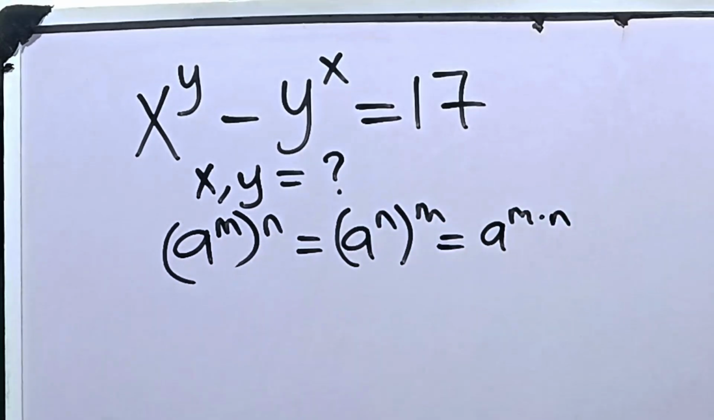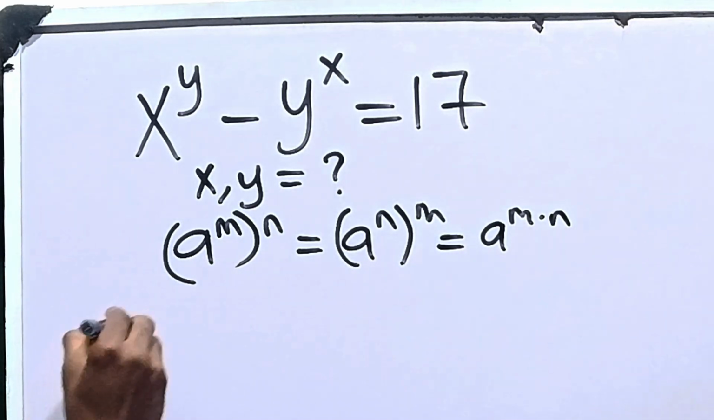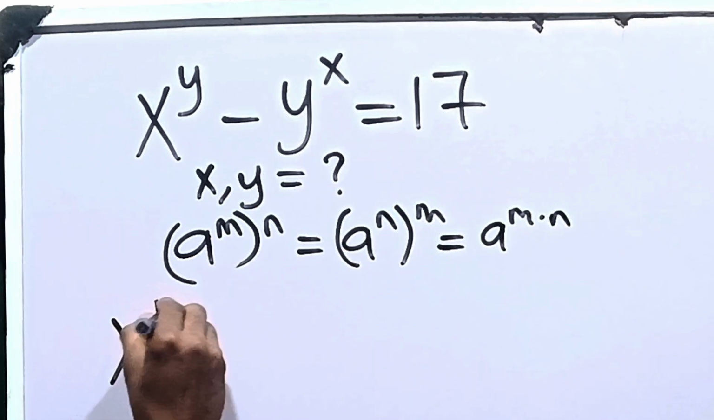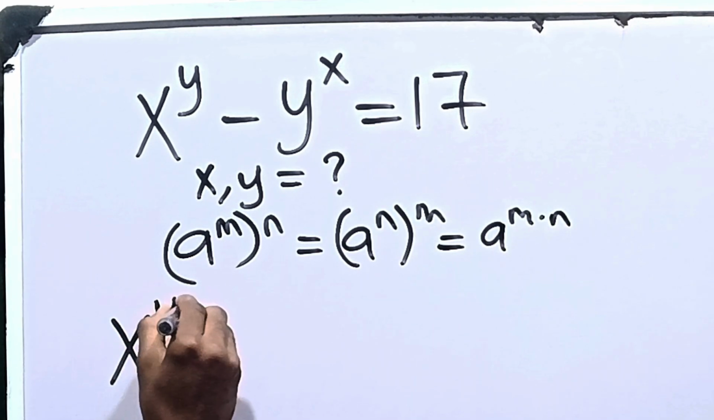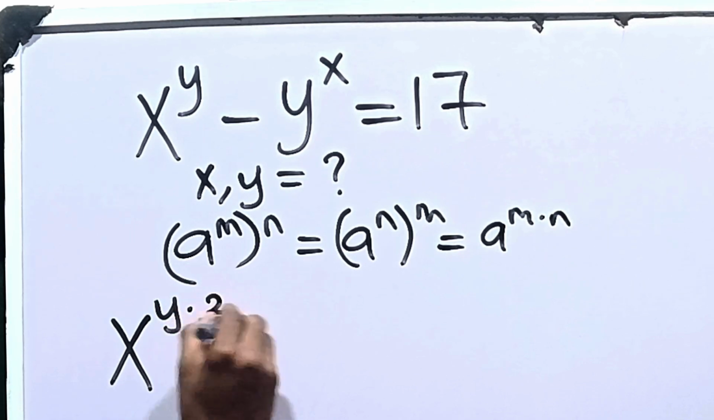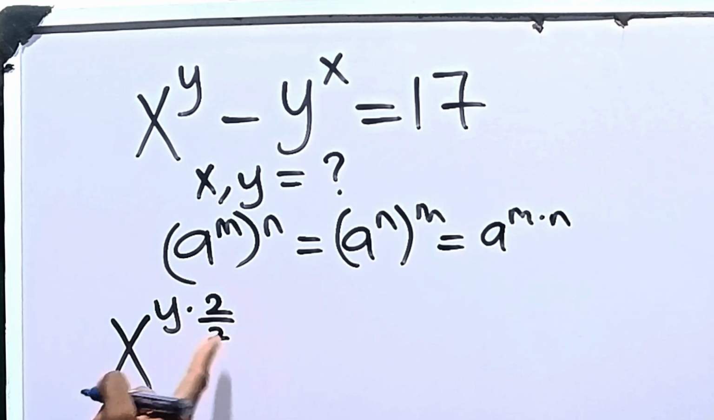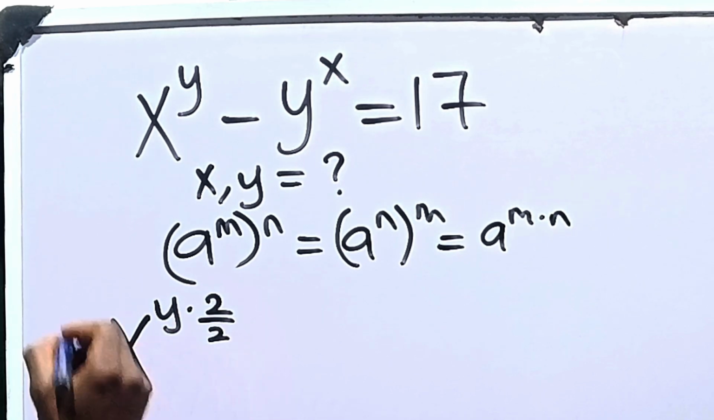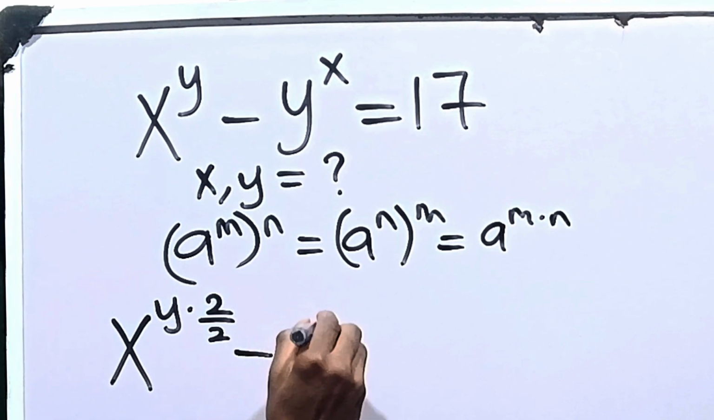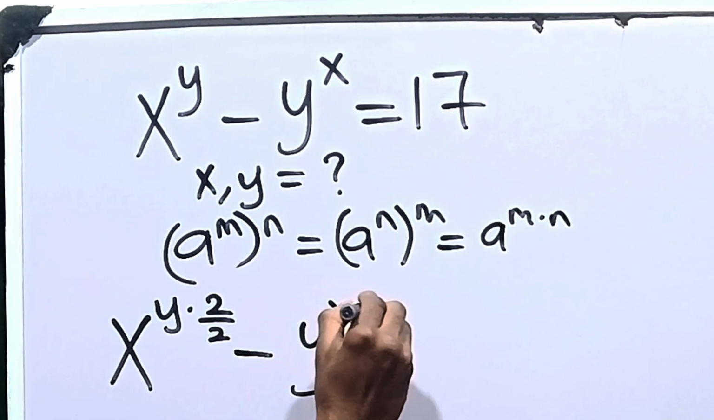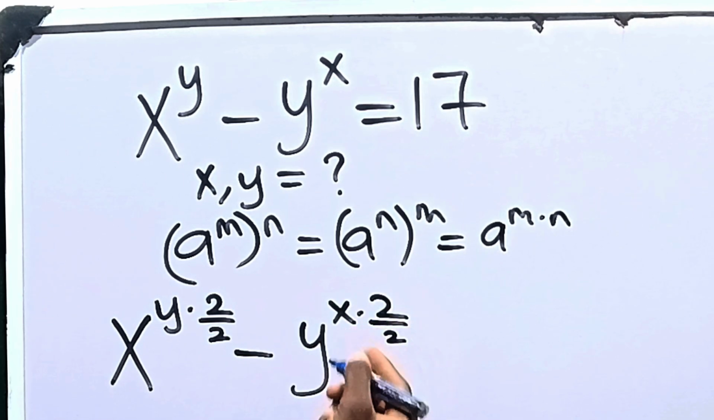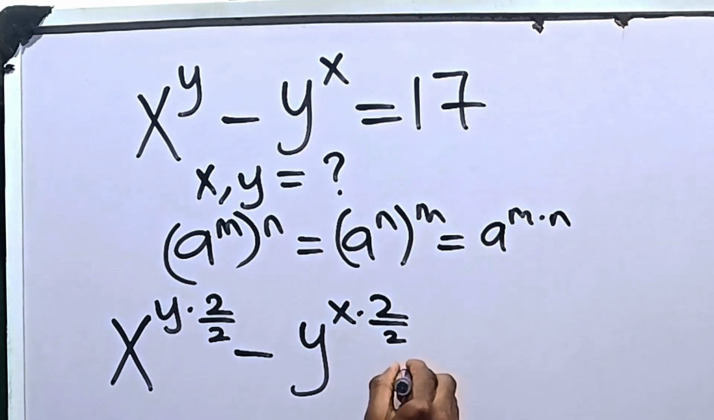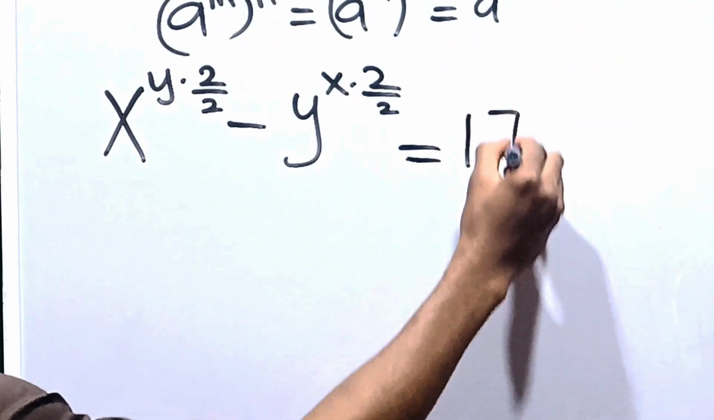Now, secondly, we can say that x raised to power y can be expressed as x raised to power y multiplied by 2 over 2. 2 over 2 is 1, so we are basically not multiplying by anything. Now, this is minus y raised to power x multiplied by 2 over 2. Again, 2 over 2 is 1. This is equal to 17.